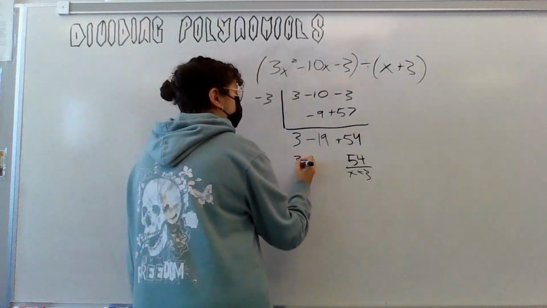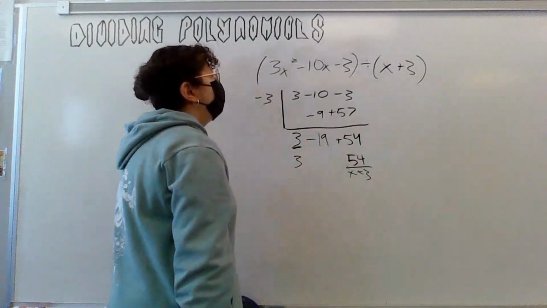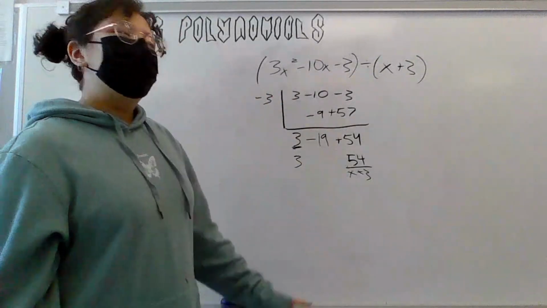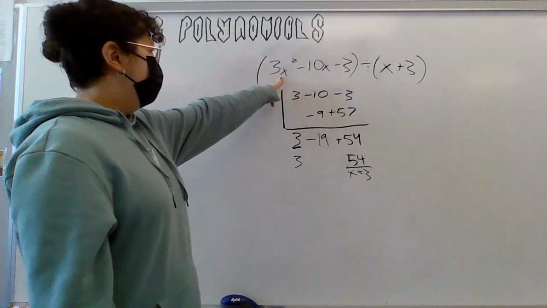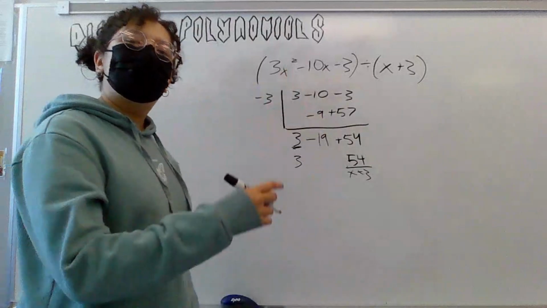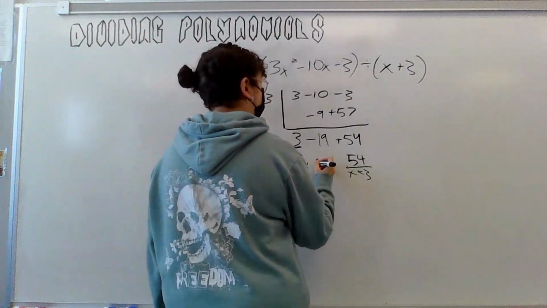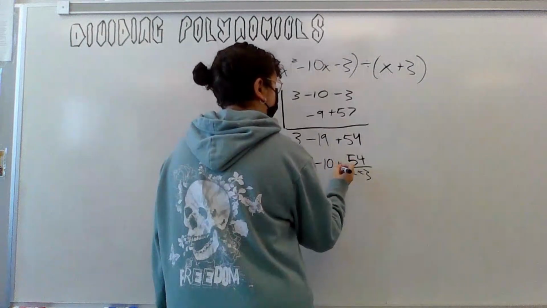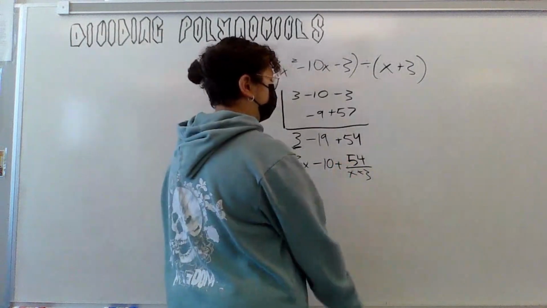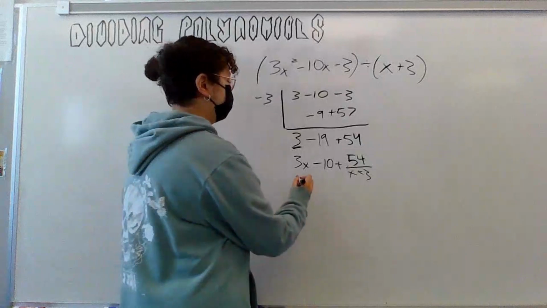And 3 is your first term here. It would just be 3x, because the first term is squared, so the exponent goes down by one. So 3x minus 10 plus 54 over x plus 3. And that's your final answer.